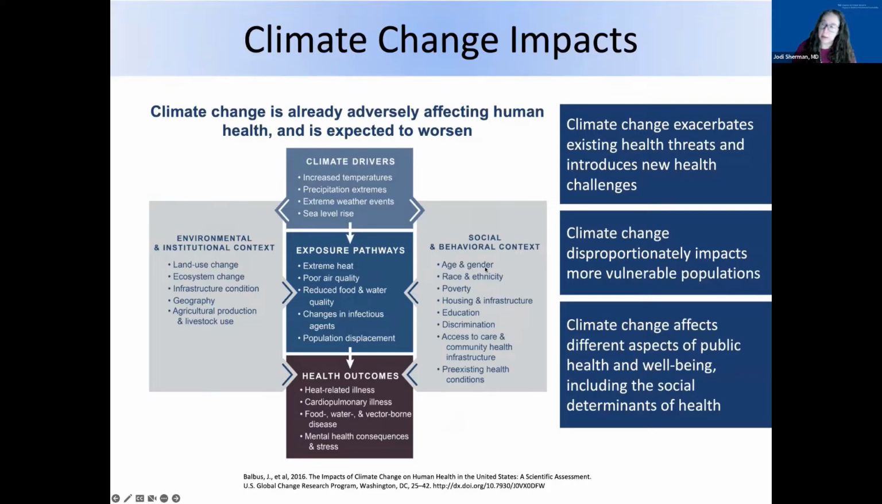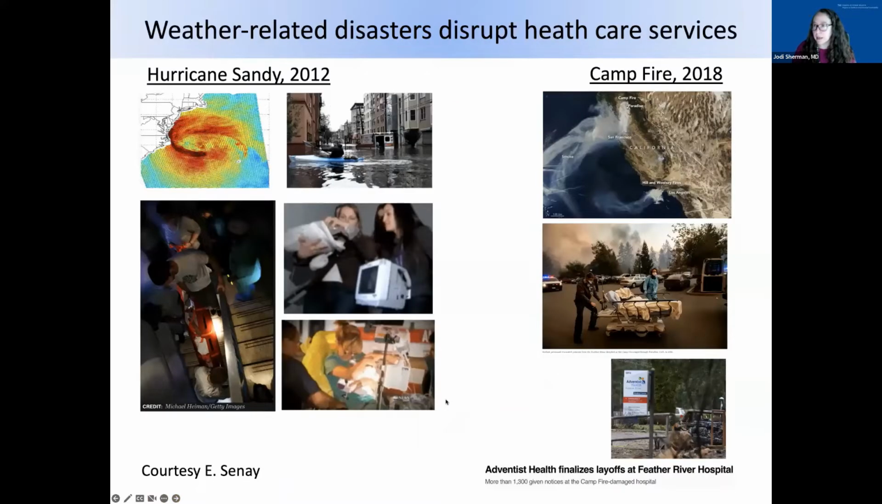And of course, some populations are more vulnerable than others. And so not everybody experiences these things equally. And how climate change affects healthcare. So we're seeing more of these diseases and deaths related to these events, but also disrupting our ability to deliver healthcare. And again, it's impossible to keep up with these.